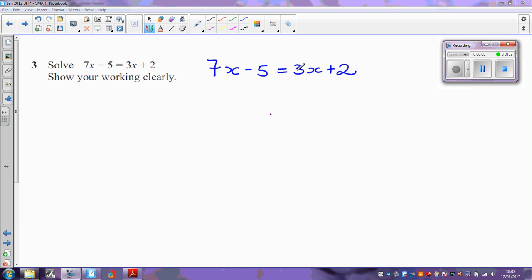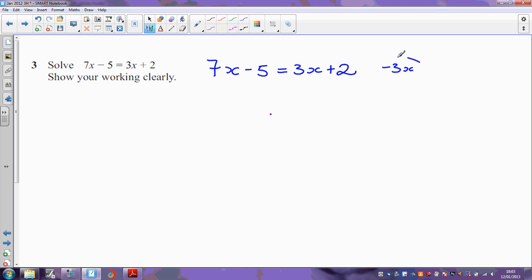First thing I need to do here is collect the x's on one side of the equation. It's usually easier to choose the side of the equation which has already got the most x's. 7x's here, 3x's here. I'm going to collect the x's on the left-hand side. And I'm going to do that by subtracting 3x from both sides of the equation.